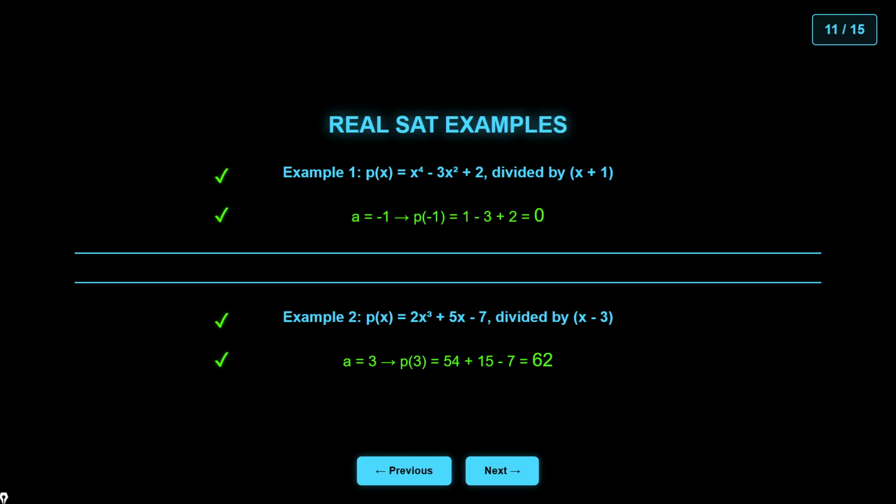And that would be 2 into 3 cubed plus 5 into 3 minus 7. So 3 cubed is 27 into 2, 54, plus 5 into 3, 15, minus 7. My remainder here is 62. Done in less than 20 seconds. Once you know the theorem, these become absolutely trivial.